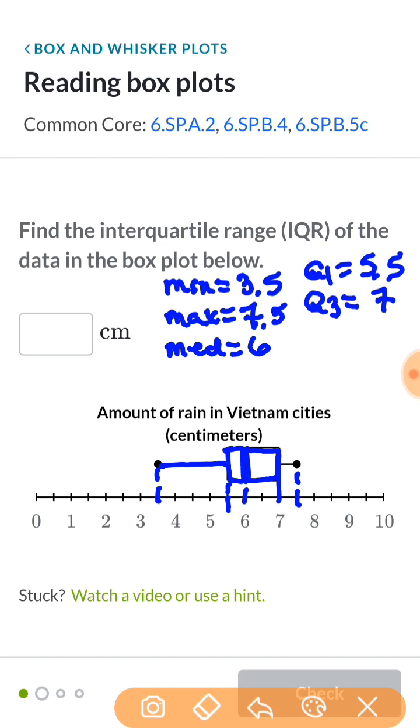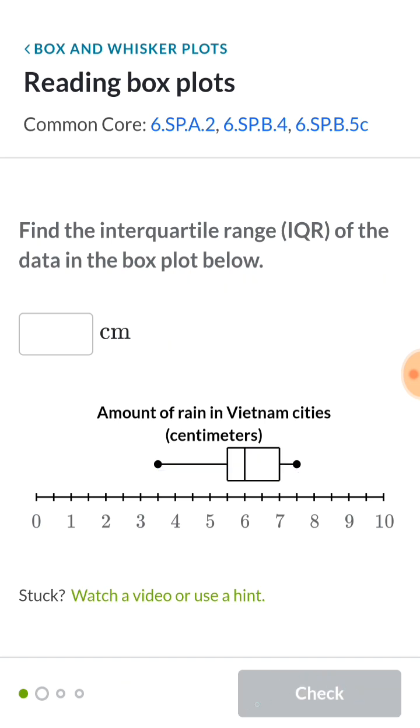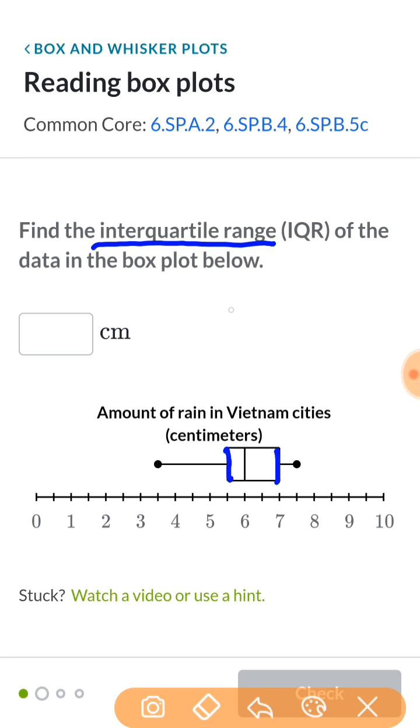We learned last time that the range is the difference between 7.5 and 3.5, the difference between the max and the minimum. But this question is asking for the interquartile range. So what would that look like? To find the interquartile range, all you have to do is subtract quartile 1 from quartile 3.